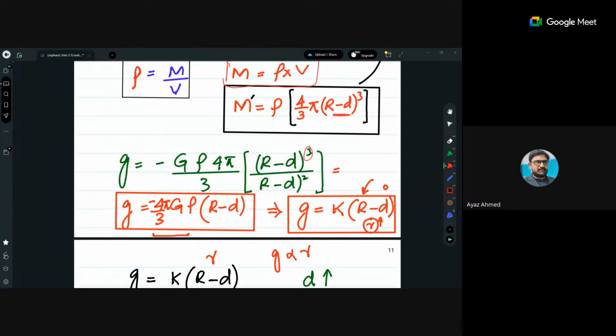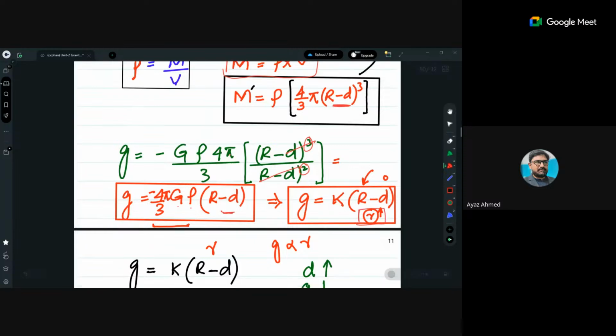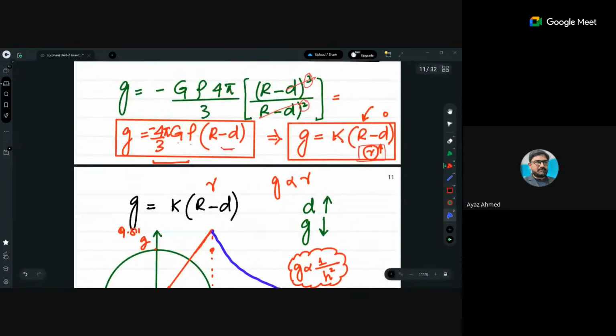One is having cube, one is having square, so it would be cut by one, and what remains? g is equal to 4 by 3 pi G into rho into (r minus d), where r minus d is your small r. So that tells you that your value of g is directly proportional to the distance you have reached below the surface of the earth.